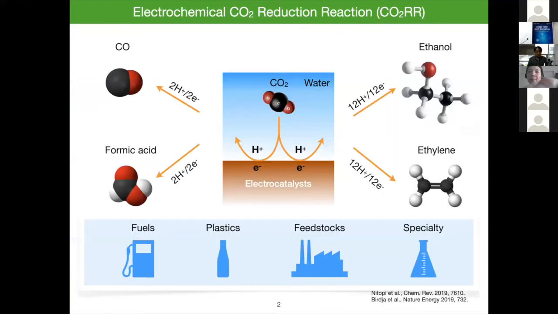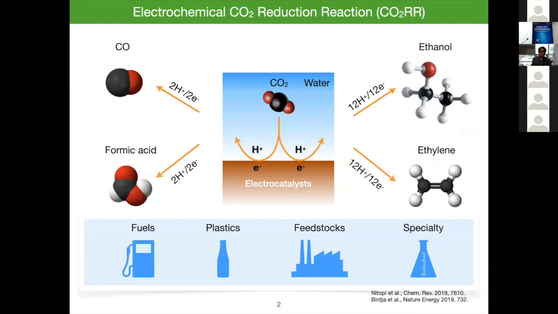So the electrochemical CO2 reduction is a very simple reaction process. This is very similar to the water splitting reaction. The only difference is that you add carbon dioxide in water. So with the reaction of CO2 and water, and also the electrons from the electrocatalyst, CO2 can be reduced to various products depending on the catalyst surface.